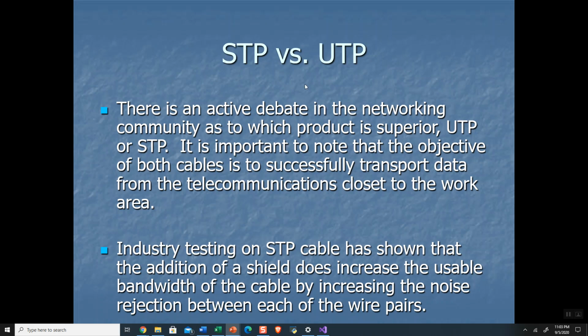So when you compare STP versus UTP, there's an active debate in the networking community as to which product is superior. I think fiber optic is. All right. So it depends. What are the applications? Again, one common recommendation that I always give is that you never invest $1 million to protect something that is worth $1. So keep it within the ballpark.